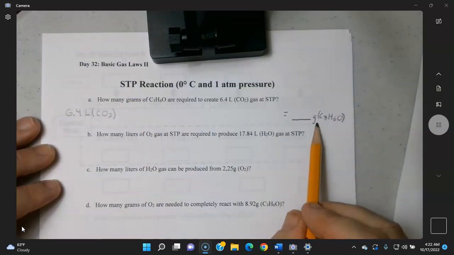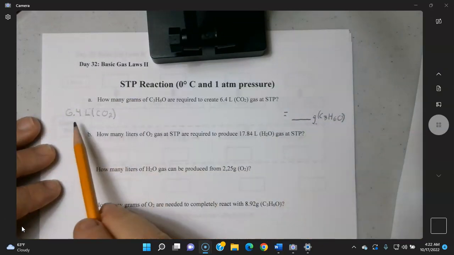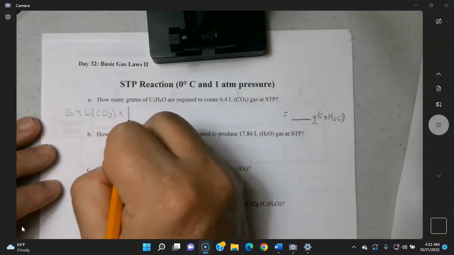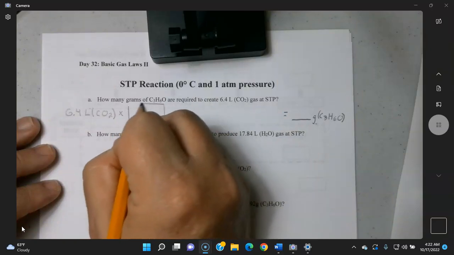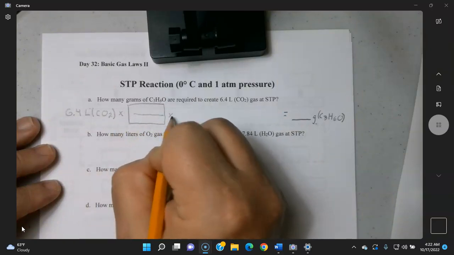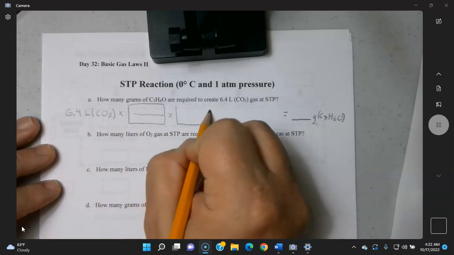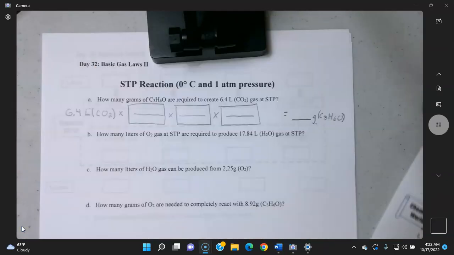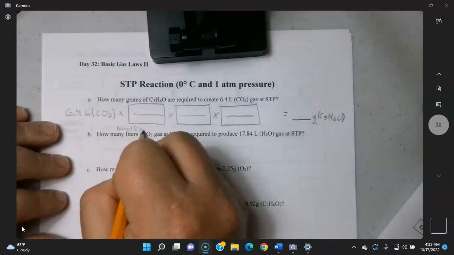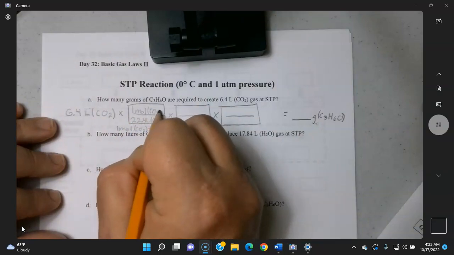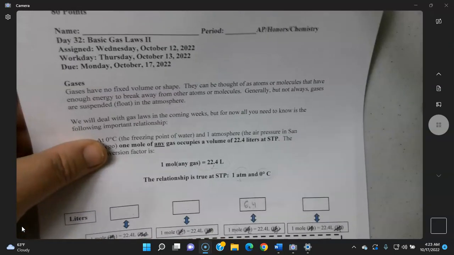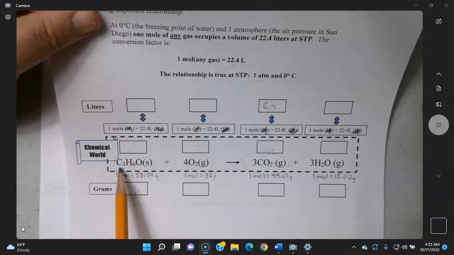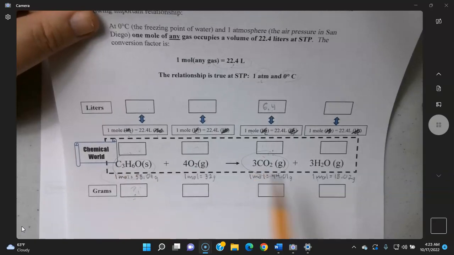This is what I'm looking for, grams of C3H6O, and this is what I'm starting with, 6.4. And we saw it's going to take 3 conversions. Boxes are optional, but the number of conversions is going to be 3. First equivalency is the one we said: 1 mole equals 22.4 liters for any gas. Now we are sitting in this box right here. Now we need to move across from here. So it's 1 mole C3H6O equals 3 moles CO2.